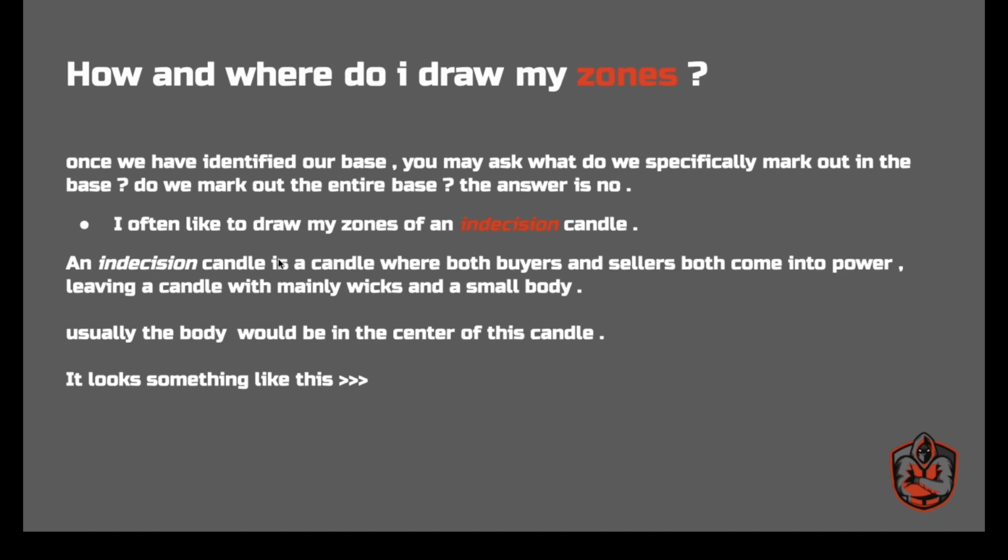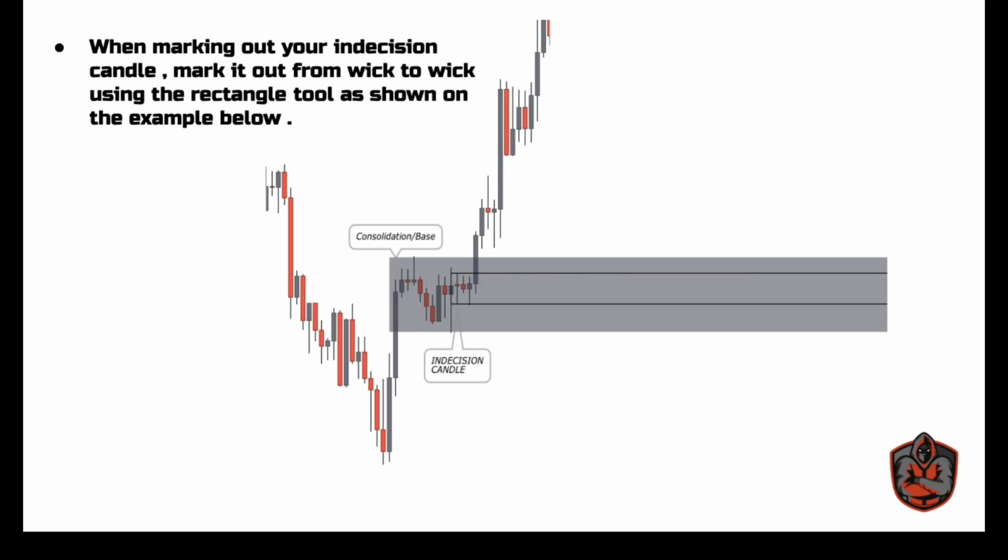An indecision candle is a candle where both buyers and sellers come into power, which leaves a candle with mainly wicks on either side and a small body. Usually the body would be in the center of this candle, and it looks something like this. So notice we have a rally, a base, and a rally, right? Now this is our entire base, right? But what within the base do we mark out? We look for the indecision candle.